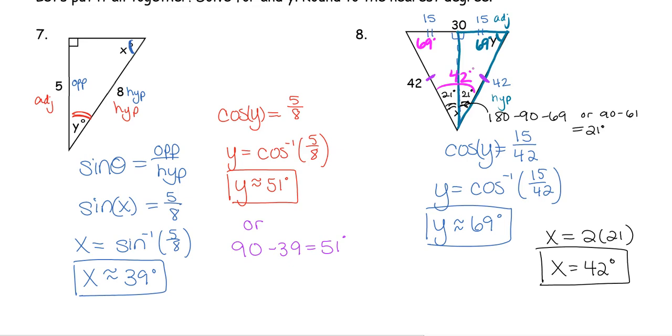Remember, if you're solving for sides, you use regular cosine, sine, and tangent. If you're solving for angles, you have to use the inverse. So the inverse cosine, the inverse sine, the inverse tangent.